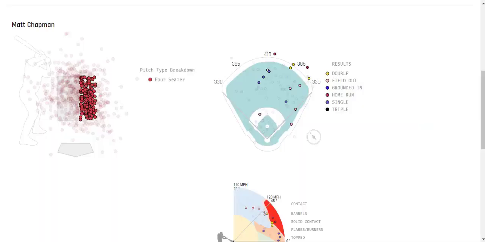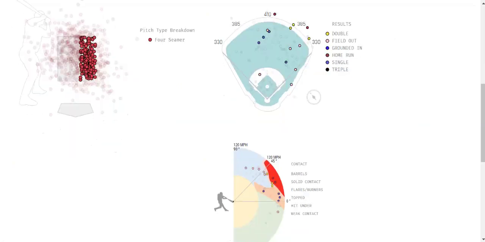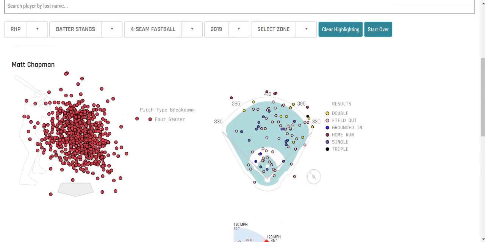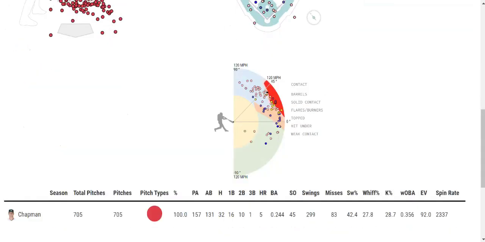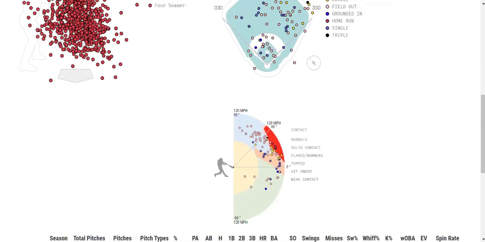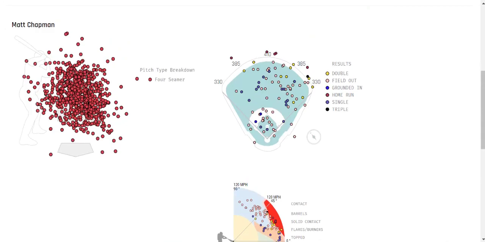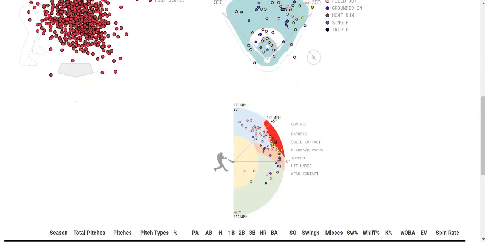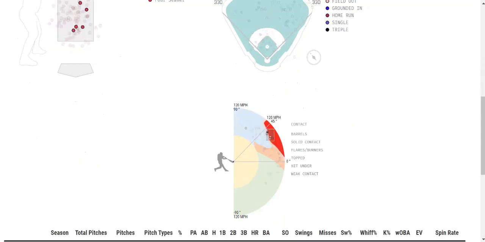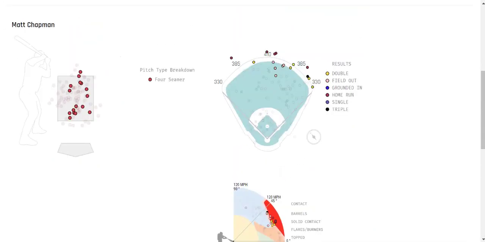So this is every fastball that Matt Chapman saw this year. There we go. So this is what I was looking for. His wOBA on fastballs is .356, which is really not that bad. It's about what we would expect from a guy like him. Let's look at where his best hits were against fastballs, and we can see where they were in the zone, and they're just kind of middle. We could break this down even further, but he's not really a high-low guy. He seems to be more middle-out is where he has success against fastballs.